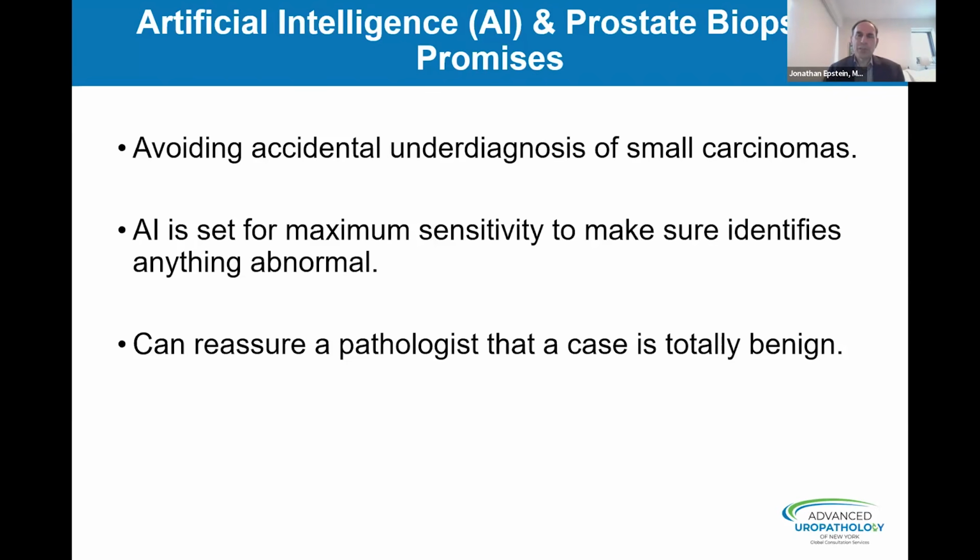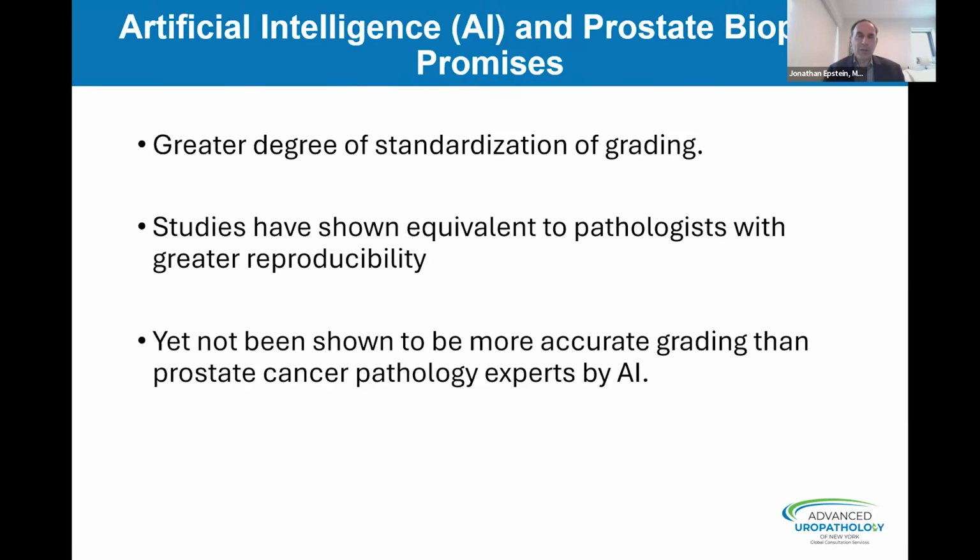So what is the good points, the promises of AI? It can avoid potentially undiagnosing small cancers. And that is because the AI is set for maximum sensitivity. Find anything that's abnormal on that biopsy. So if the AI looks at a biopsy and says, I don't see anything abnormal, that can reassure a pathologist that a case is benign. I think that's good. Again, another promise of AI potentially is better standardization of grading. Studies have shown it's equivalent to pathologists, but it has greater reproducibility. What it has not been shown is whether it's more accurate grading than, for example, experts.